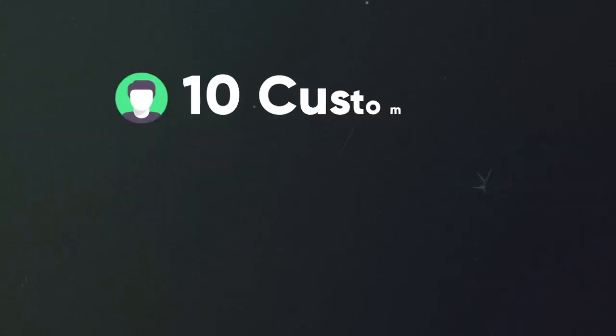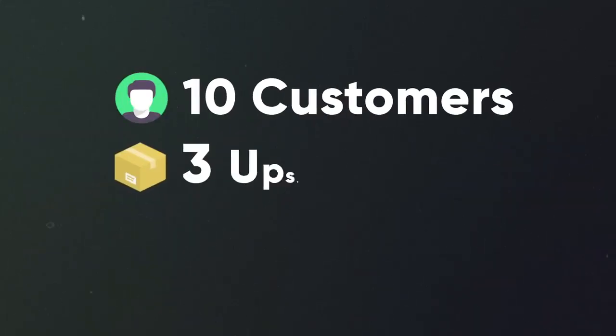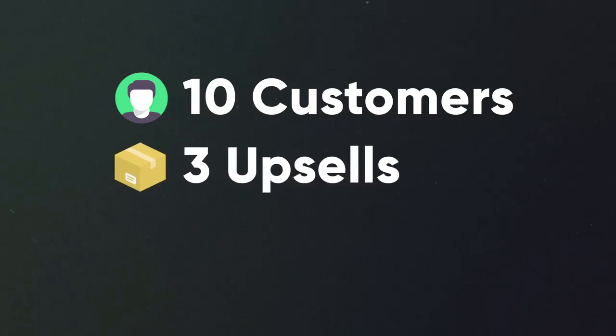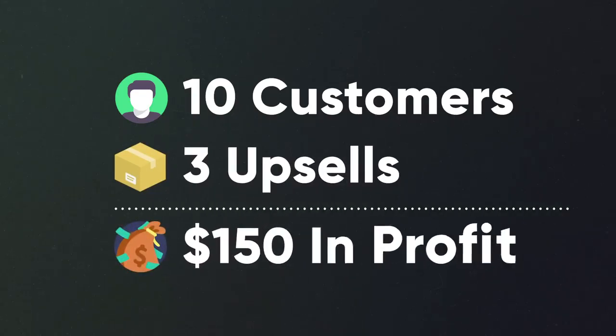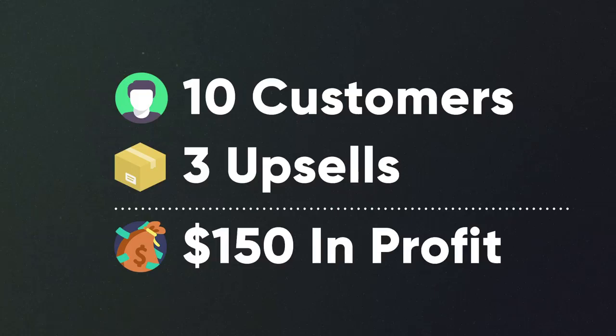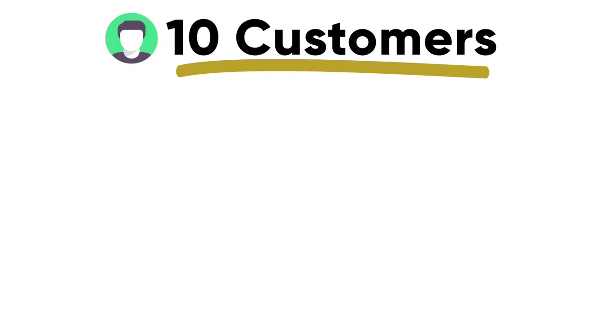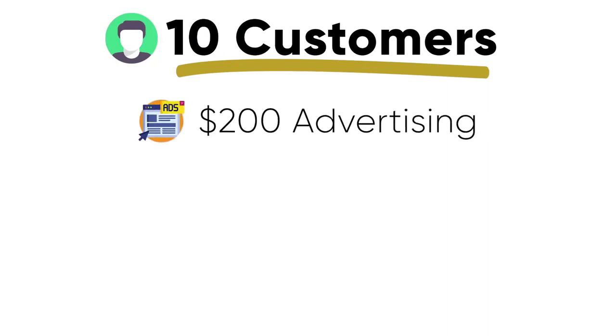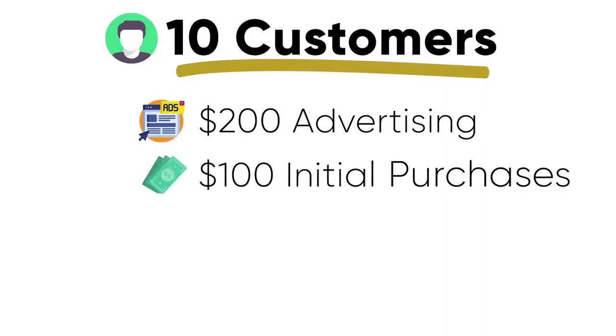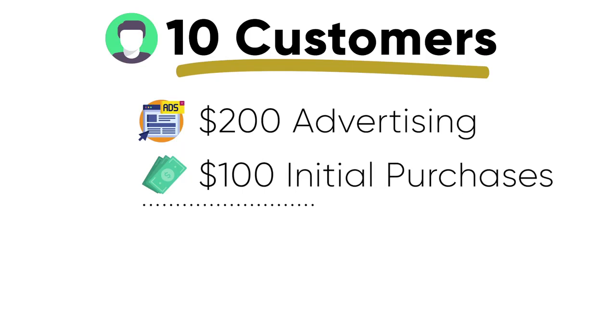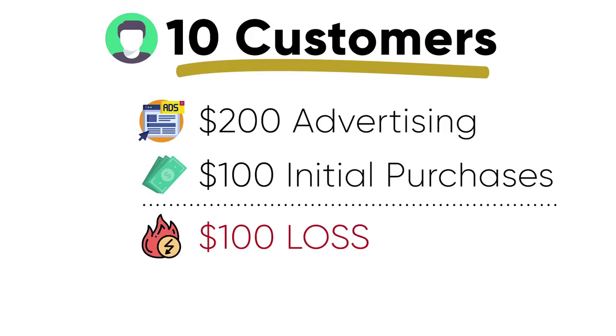Now, for every 10 customers that came through, 3 of them bought the upsell, and John was able to collect around an extra $150 in profit with no extra work. So, let's recap. To get 10 customers, it cost him $200 in advertising. He made $100 on the initial 10 customers' purchases. At this point, he's still $100 in the negative.